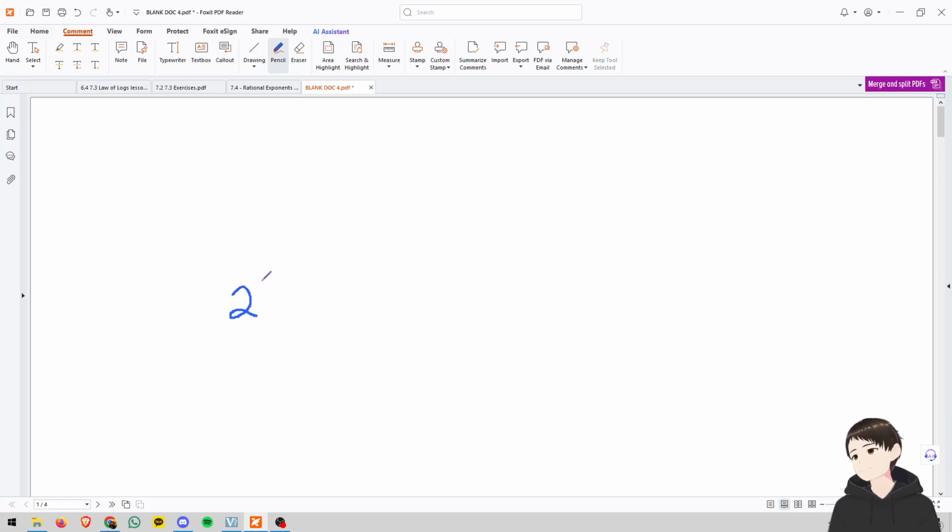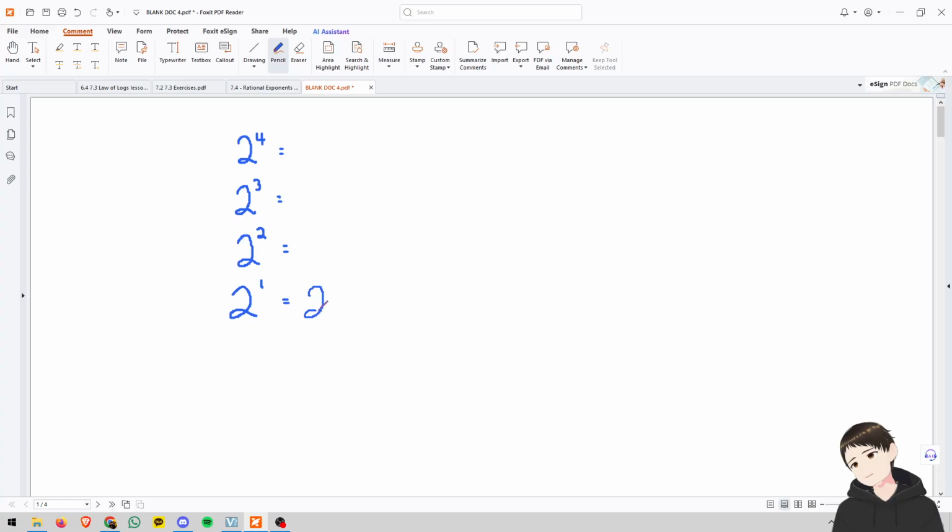2 to the power of 1. 2 to the power of 2, so the exponent increases. 2 to the power of 3, and the exponent increases. And 2 to the power of 4, the exponent increases. What happens to the total value, or the evaluated value? 2 to the power of 1 is just 2. We're multiplying 2 once. 2 to the power of 2 is 2 times 2.